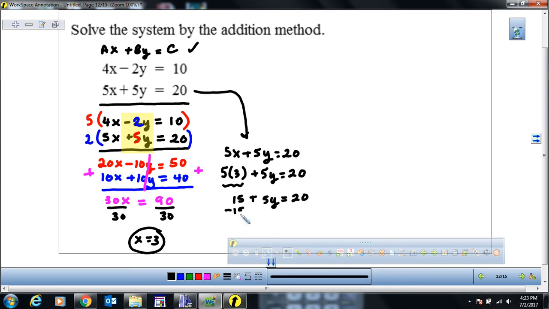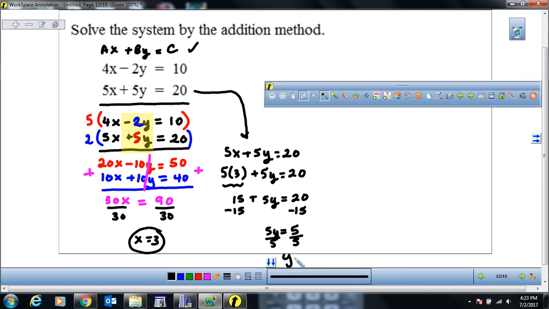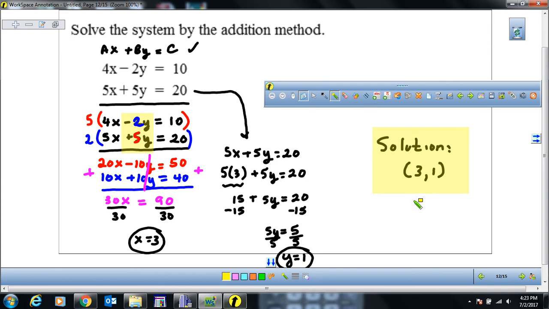I'm going to subtract 15 from both sides. That's going to give me a 5y equals 5, and then we divide by 5 on both sides to get rid of the 5, and we get y is equal to 1. So that means that these two lines intersect at the point (3, 1). So (3, 1) is the solution for this system of linear equations.